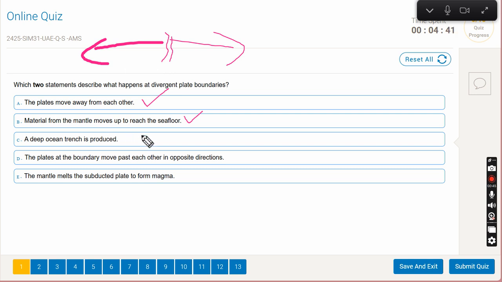A deep ocean trench is produced? No, that's in the convergent plate boundaries. The boundaries move past each other? No, they're moving away from each other. And the mantle melts the subducted plate? No, that also happens in the convergent boundaries.